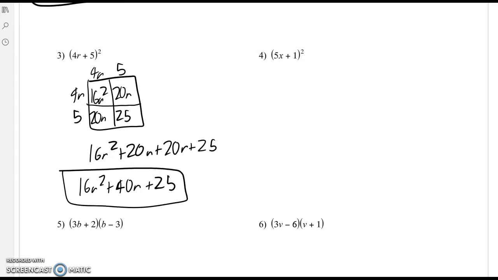All right, so do we agree that this is 16r squared plus 40r plus 25? Yes, we had our like terms of 20r that had to be doubled because this was a perfect square. We're taking 4r plus 5 times 4r plus 5.